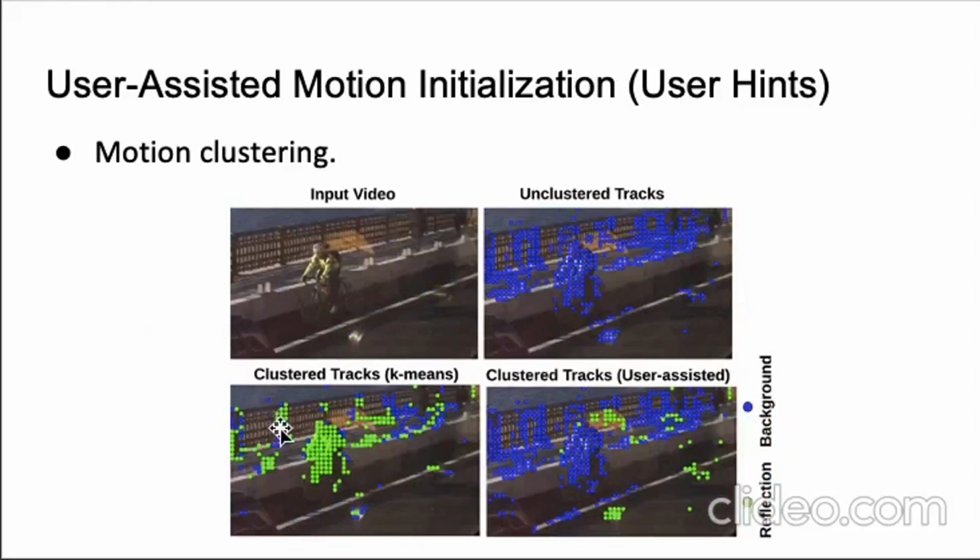If we look at the snapshot of the motion clustering with user hints and without user hints, using k-means clustering, we can see that the bicycle driver is labeled as belonging to the reflection instead of the background, while user clustering was much more accurate, labeling the bicycle driver as belonging to the background.